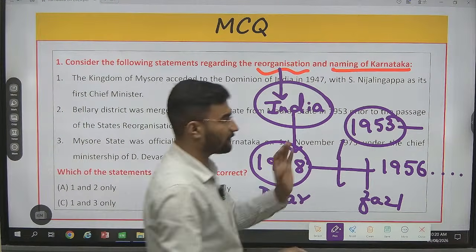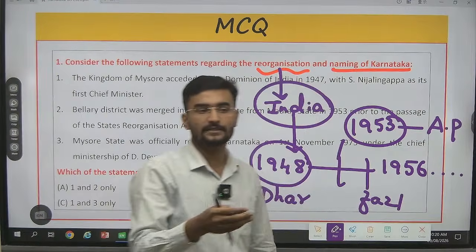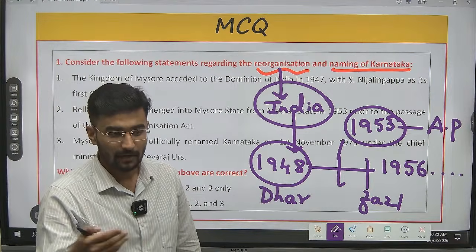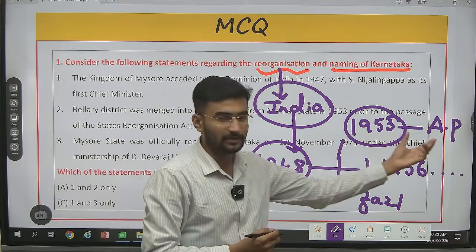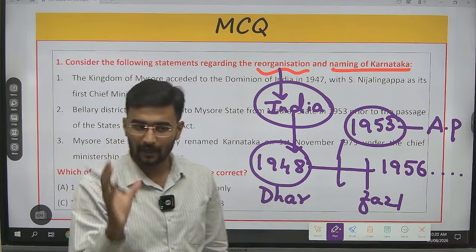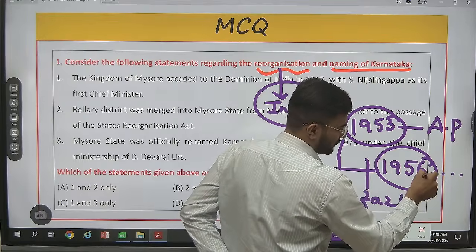In the year 1953, the first state created here is Andhra, and the recent state created is Telangana in the year 2014. By bifurcating from which one? Bifurcating from Andhra Pradesh again. This you are aware of. And the second question you should be aware of is about the Mysore state, which was reorganized.